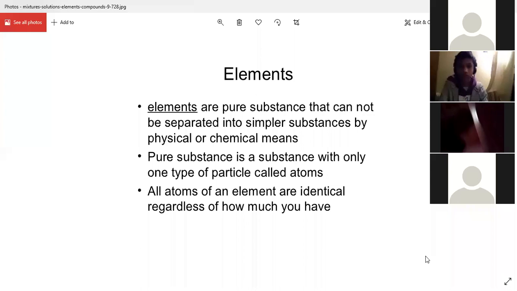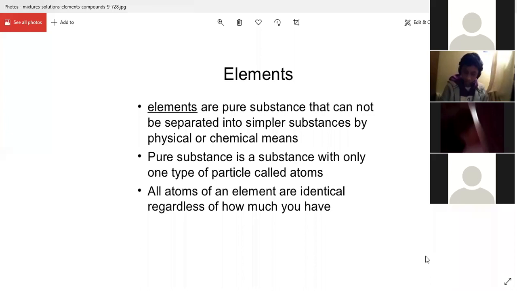Now, elements are pure substances that cannot be separated into simpler substances by physical or chemical means. Pure substance is a substance with only one type of particle called atoms. All atoms of an element are identical regardless of how much you have. Over here, they are telling you that all the atoms that you put in order to make an element, all of them are of a same kind.